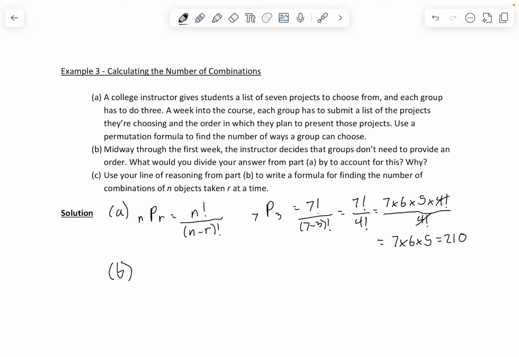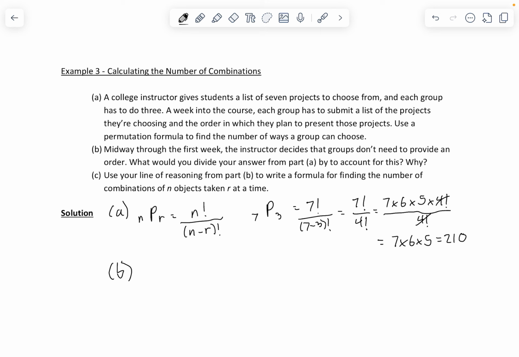Midway through the first week, the instructor decides that groups don't need to provide an order. What would you divide your answer from part A by to account for this, and why? Okay, so if we were to list all the permutations, every time we listed 3 specific projects in different orders, we would be listing the same 3 projects 6 times.